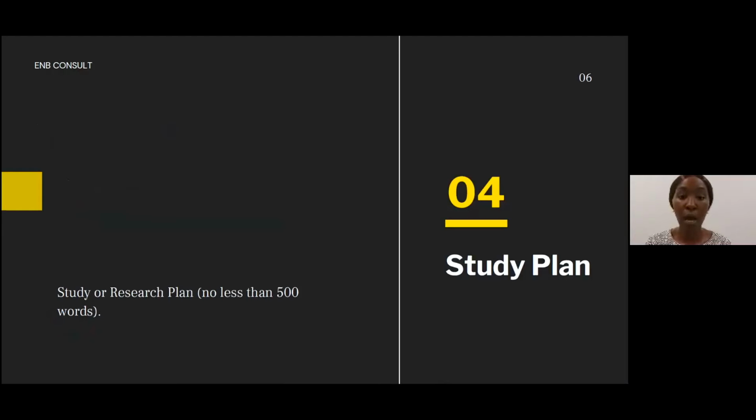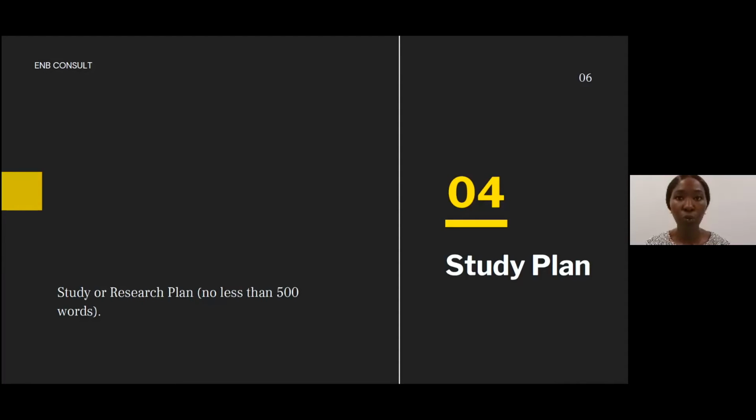If you're doing a postgraduate, you need to have a study plan which shows essentially what you're going to do in your master's degree or in your PhD. The content of the study plan can be derived from the report that you wrote when you were doing your bachelor's degree. So you summarize that and you build on that when you're doing your master's or your PhD.